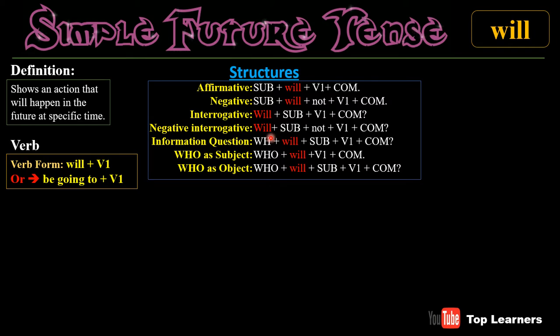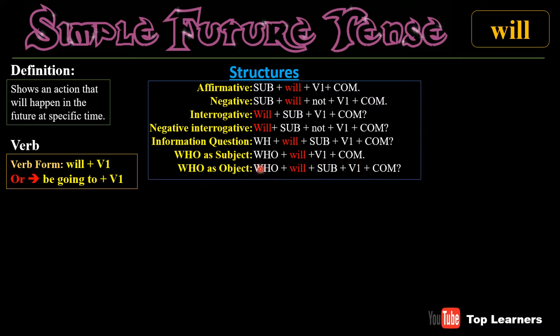If you want to get information about something that will happen in the future, you can use WH questions or information questions. You can use the WH word at the beginning. WH words are when, why, where, how, who, and so on. Then you can use the structure will, subject, verb 1 and complement. If you want to know who will do an action, you can use the structure of who as the subject: who, will, verb 1 and complement.